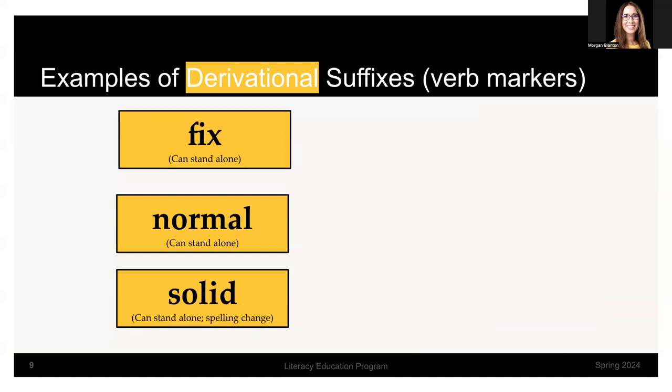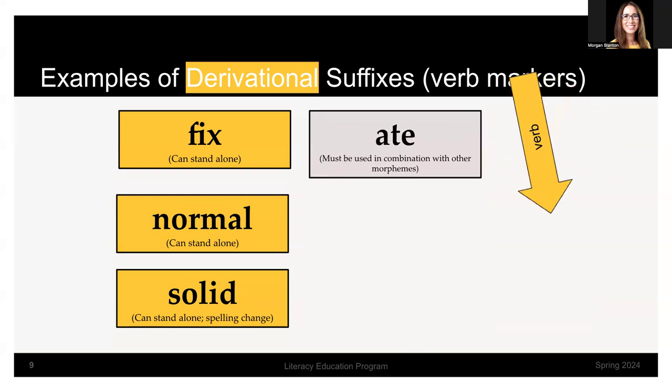The next one is for verb markers. This next type of derivational suffixes. You have these bases, fix, normal, and solid. Fix is a verb, and ate makes it stay a verb. I think this one is interesting because it doesn't necessarily change its part of speech, but it does mark it, when you add ate to the end, that it is a verb.